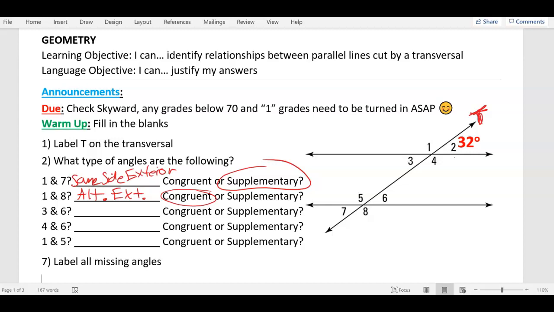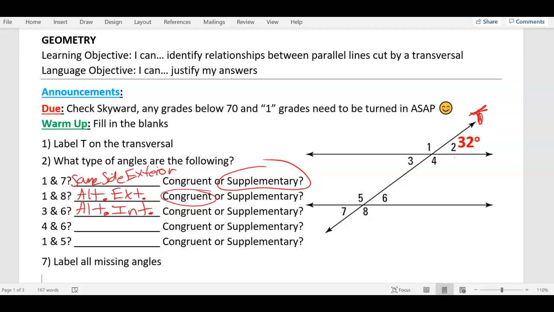3 and 6. Are 3 and 6 on the same side of the transversal or alternate? What do you think? Alternate. They're not on the same side of the transversal, so they're called alternate. Are they in the parallels or out of the parallels? Inside. So interior. Alternate interior angles. I'm abbreviating because I don't have a lot of space. Okay, everyone with me? Alternate interior.